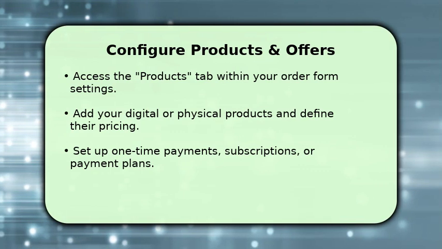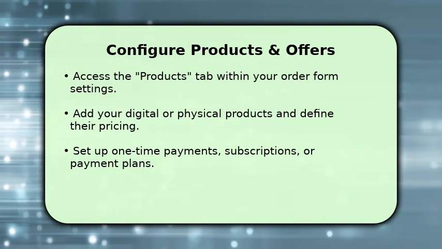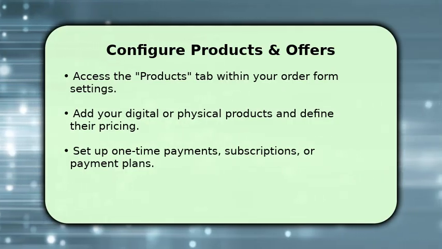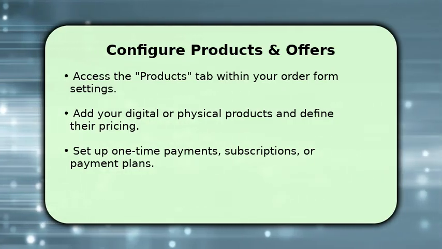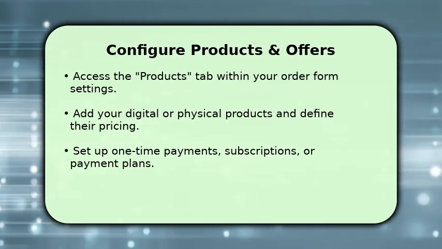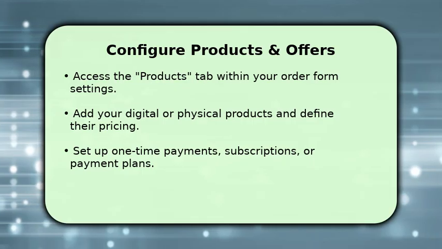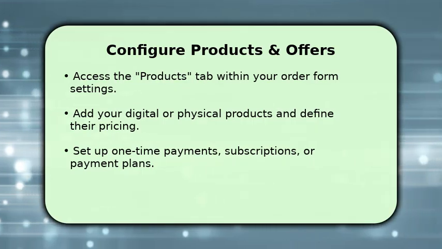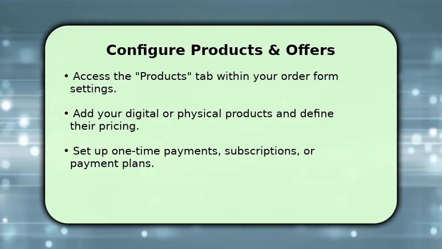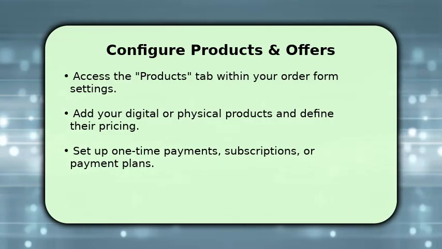Next, it's time to link your products to the order form. Go to the Products tab in your order form settings. Here, you can add your offerings, whether they are digital products or physical goods, and set their prices. System.EO allows for flexible pricing, including one-time payments, recurring subscriptions, or even multi-payment plans. Don't forget to explore options for order bumps, upsells, and downsells to maximize your average order value.